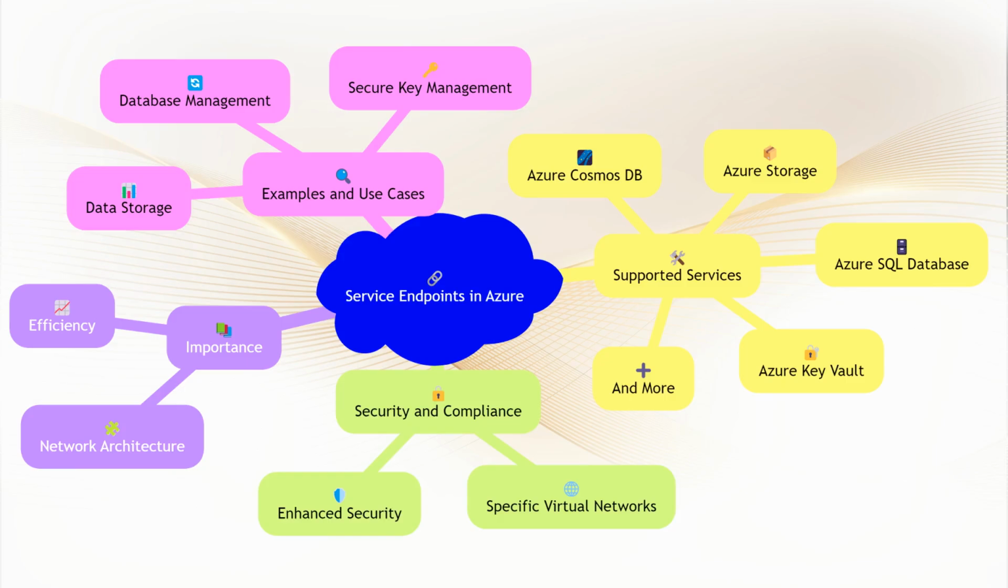Service endpoints support a variety of Azure services, including Azure Storage, Azure SQL Database, Azure Cosmos DB, Azure Key Vault, and more. Each service can be configured to accept traffic only from specific virtual networks, enhancing security and compliance. Understanding which services support service endpoints is crucial for designing a secure and efficient network architecture in Azure. This slide will explore the supported services in detail, providing examples and use cases for each.